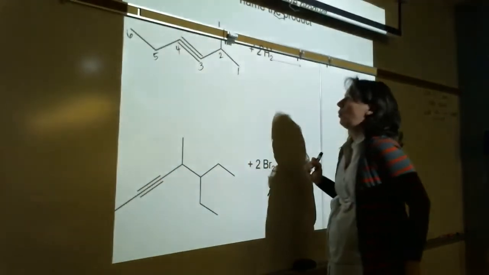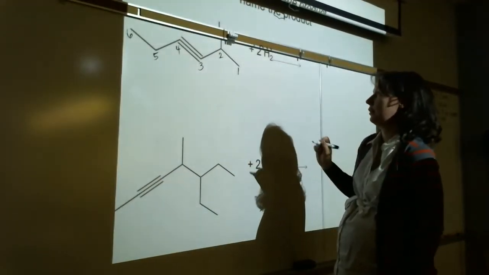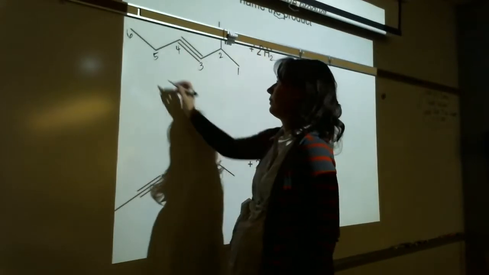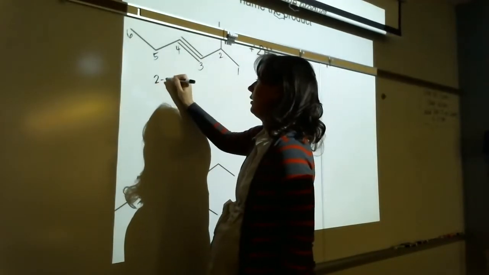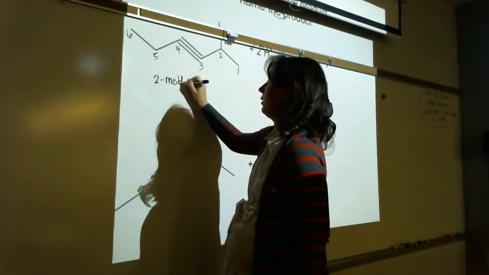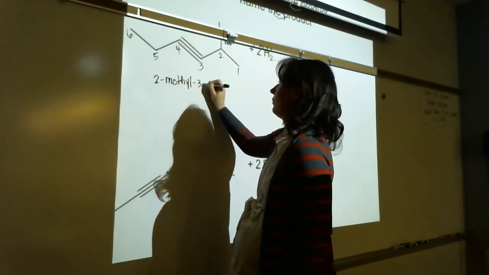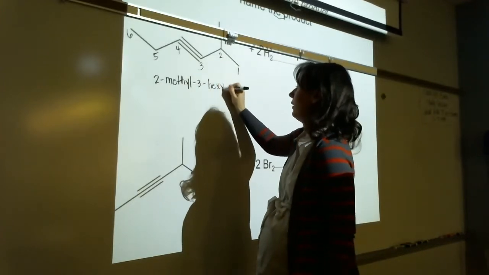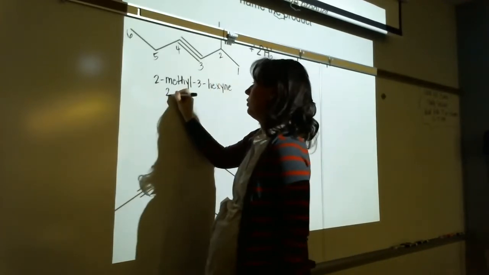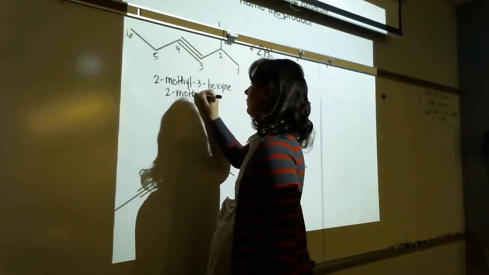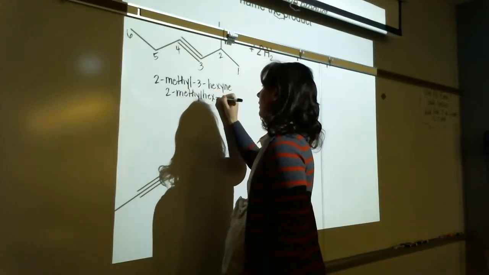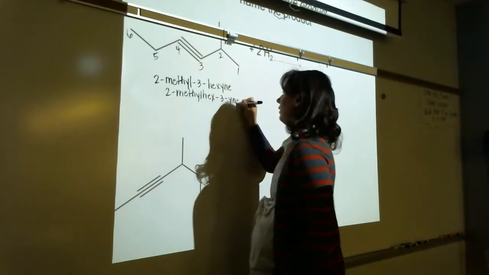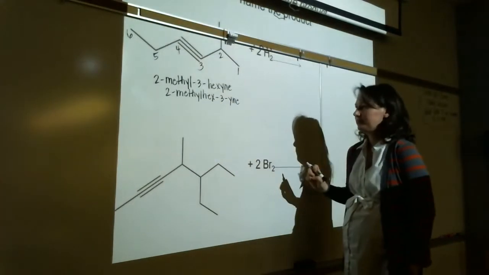Okay, so what's the name of this? What kind of group is that first? Methyl. All right, so that would be 2 methyl 3 hexyne, right? You also could have called it 2 methyl hex dash 3 yne, right? If you want to split it up.